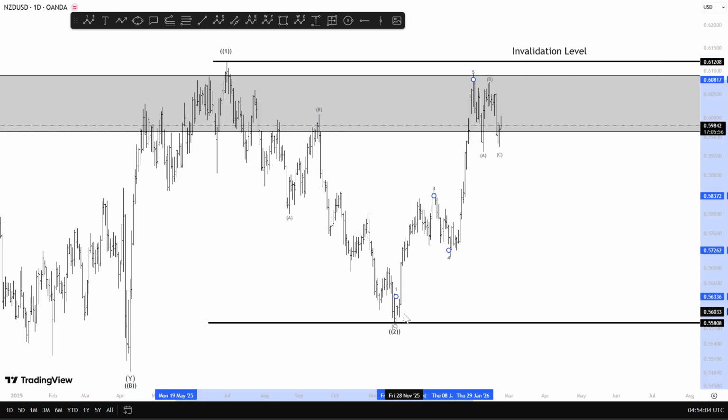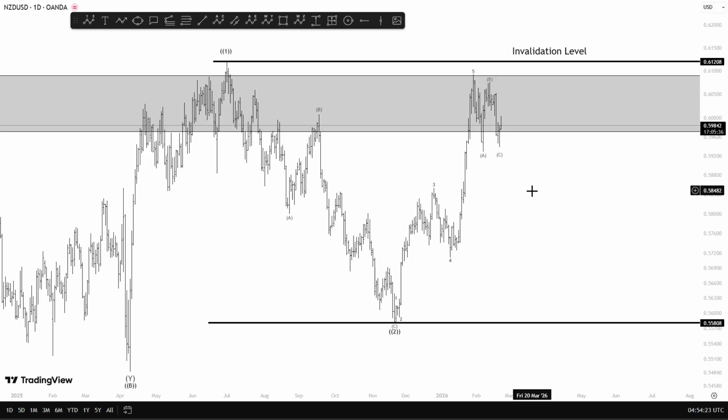This is wave two of the diagonal, and this is wave three, wave four, cohesive structure. Then we have wave five. Wave five, this type of impulse is called third wave extension. You can see wave three between wave one and wave three.